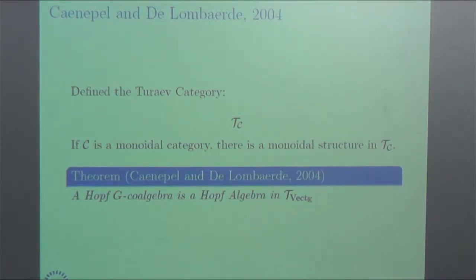For example, if you do a Hopf algebra in the category of sets, what you get is just a group. Okay? So a group is a Hopf algebra in the category of sets, just as an example.